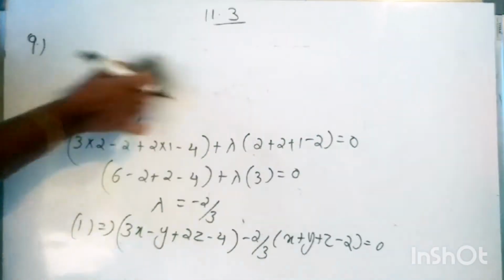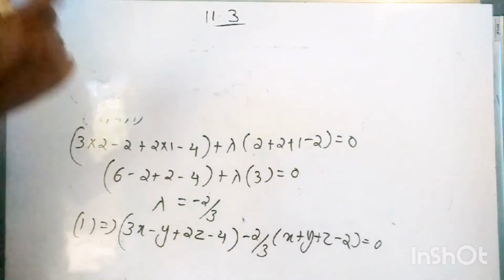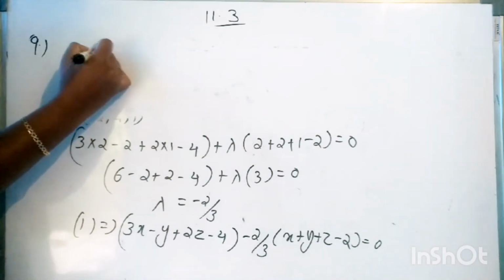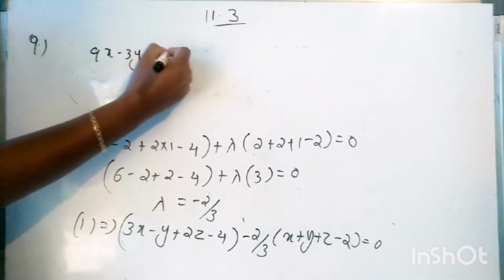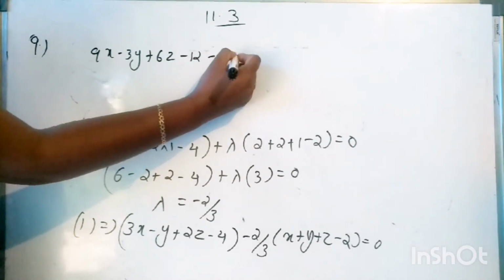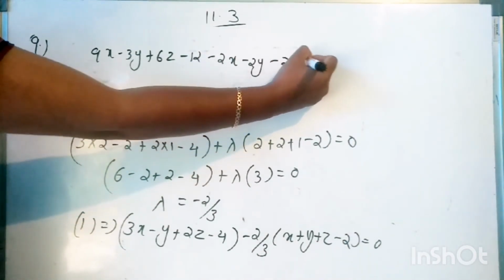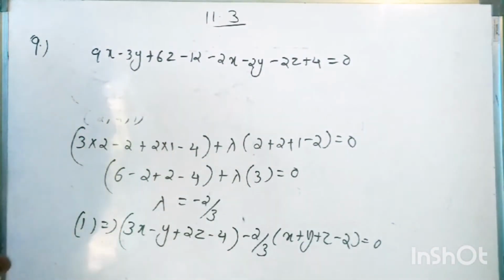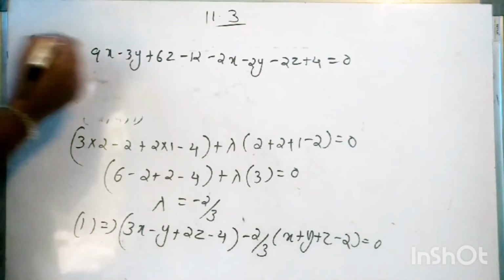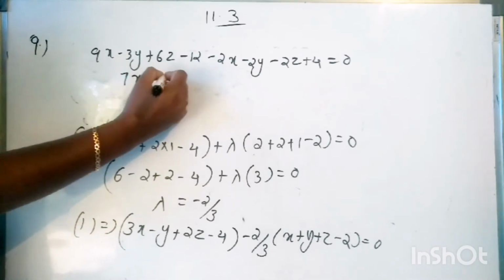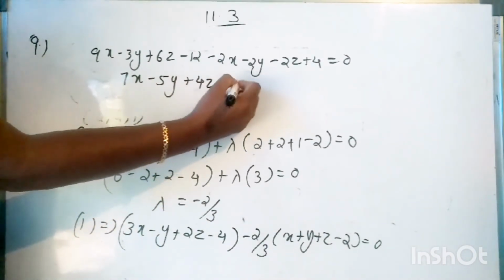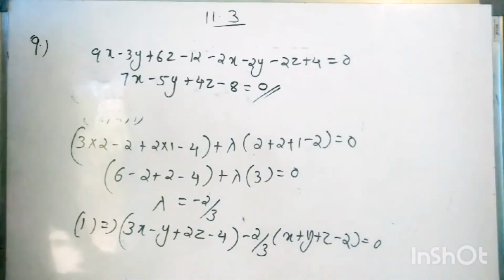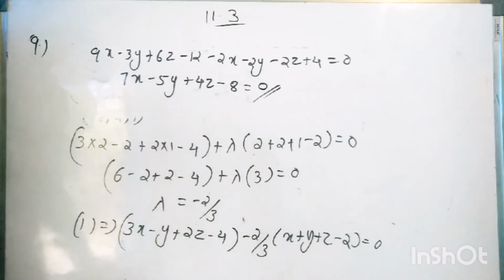That is, you will get 9x minus 3y plus 6z minus 12 minus 2x minus 2y minus 2z plus 4 is equal to 0. That means just multiply this equation throughout by 3 and open this bracket, and after simplification, we will get 7x minus 5y plus 4z minus 8 is equal to 0. This is the equation of the plane in Cartesian form.